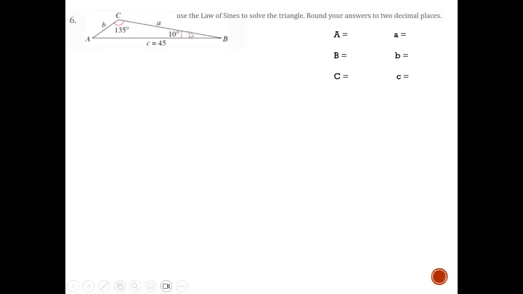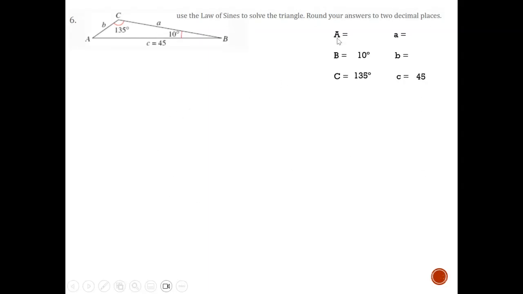They give us angle B is 10 degrees. Angle C is 135 degrees. Side A is not given, nor B. Side C is given, 45. So C is 45.